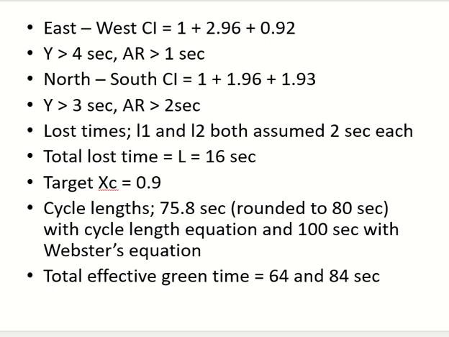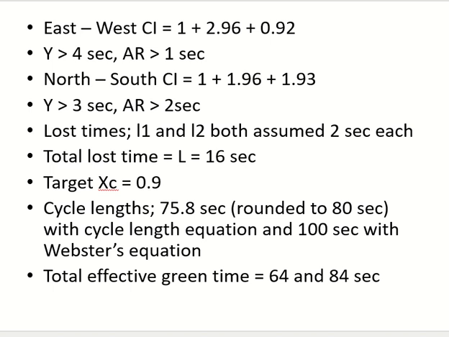Then we already know the number of phases we have. For each phase we have 4 seconds. Multiply by the number of phases, and you will get the total lost time. Then you have to decide the V by C ratio. It is between 0.8 and 0.95, and I mentioned that this value should be higher than the summation of V by S ratio, not even close.